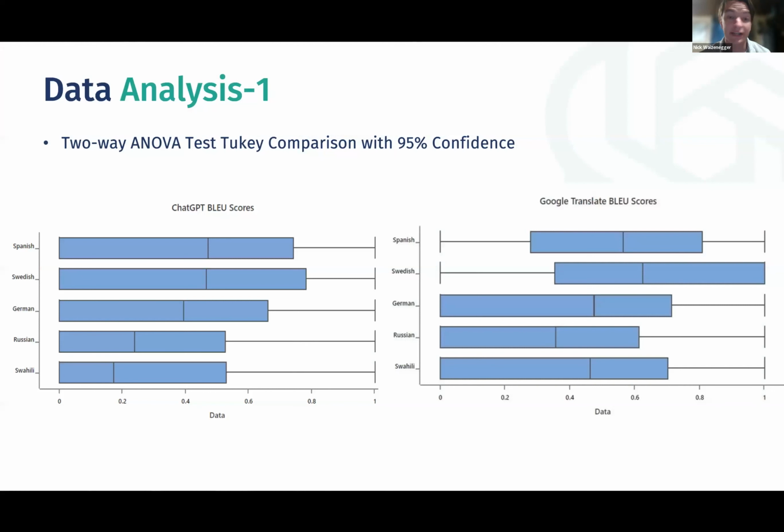Starting with the data analysis, these are some BLEU score charts that we were given. As you can see on the right, Spanish and Swedish generally scored higher, and it can be said that the ChatGPT BLEU scores were generally lower. Next slide.